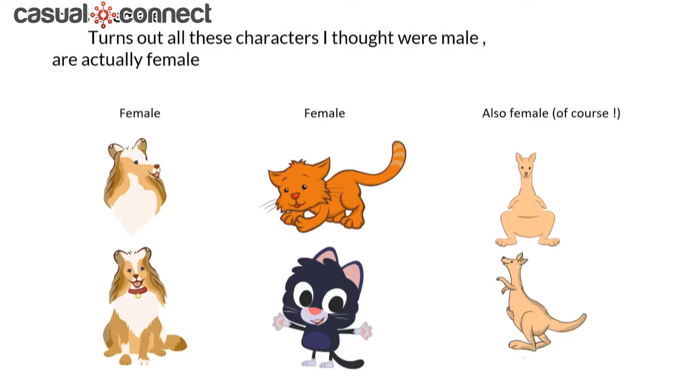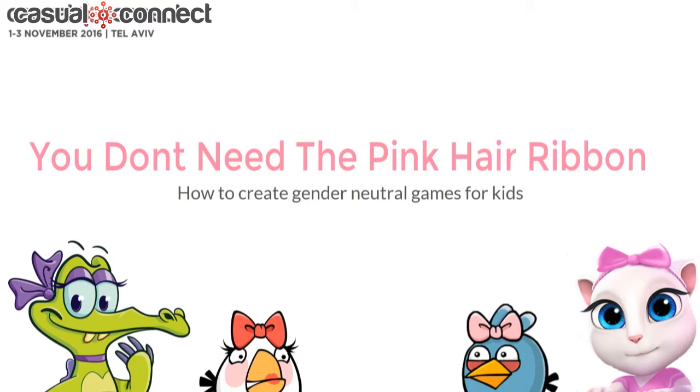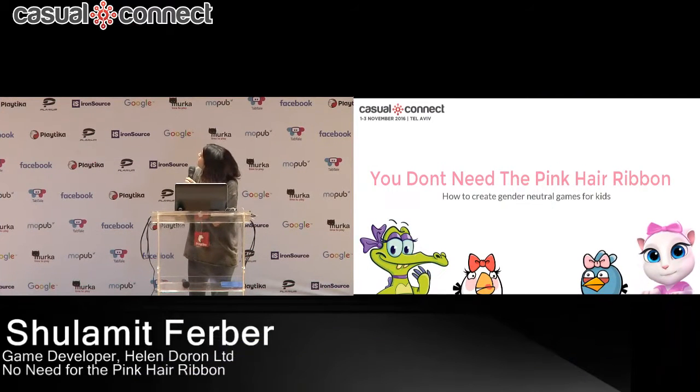So how did this happen and how can we change that and why? This is going to be a topic of my lecture today. You don't need a pink hair ribbon. How to create gender-neutral games for kids. So we have here, maybe you can identify the characters. This is from a Disney game called Where's My Water and Angry Birds, and the female version of the talking cat, Tom. It's called Angela.